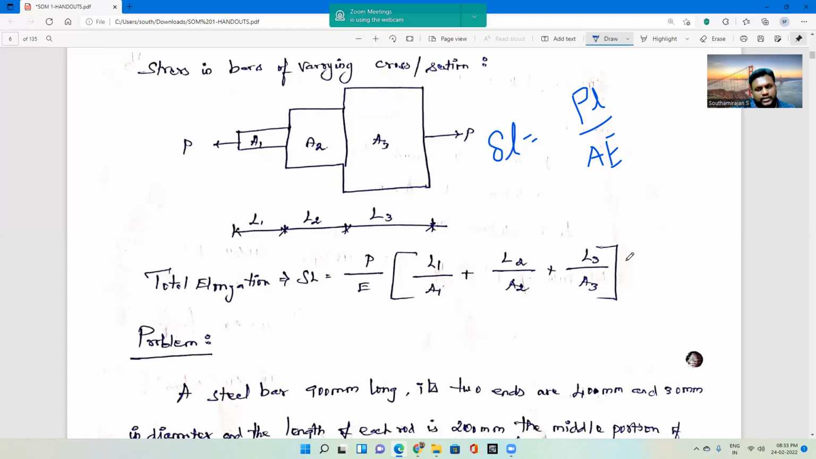This formula is most important, and it will be most helpful to obtain the elongation by varying the length, or the area, or the load, or the Young's modulus. By varying any of the parameters, we can predict and exactly calculate the total elongation of a material.